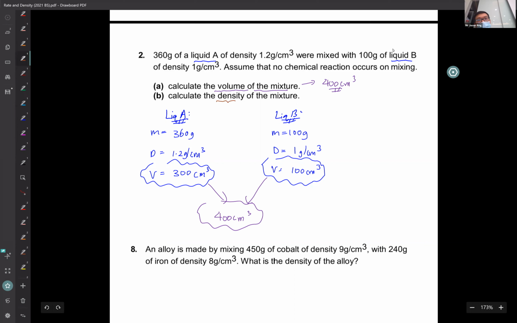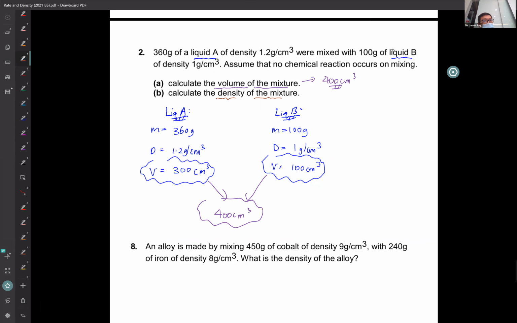When they ask for the density of the mixture, without fail, there will always be a group of students who think that by adding the two densities together, they'll get the answer. Now, by adding the two densities together, you're not going to get the answer. Understand?